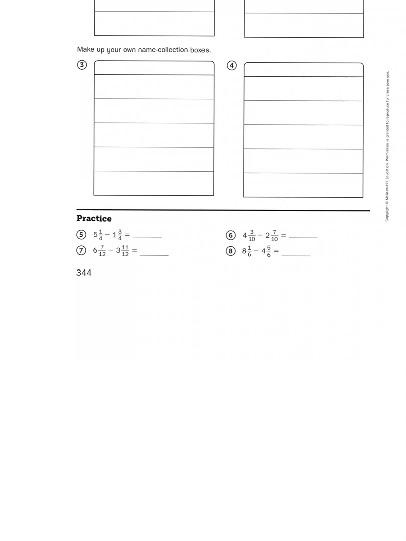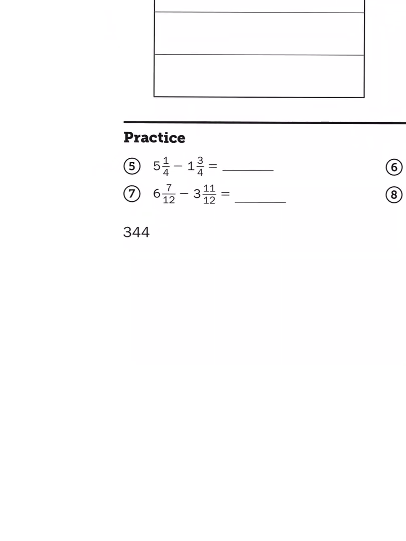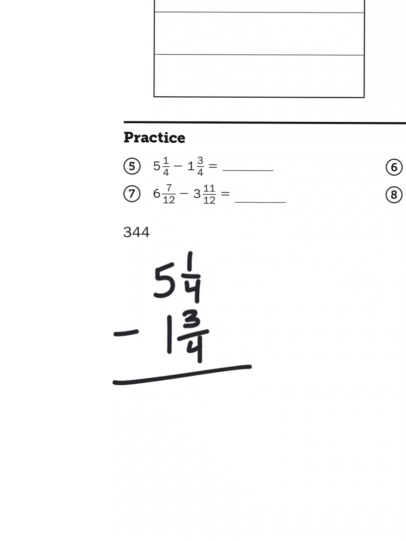5 1/4 minus 1 3/4. Now again, when I have multiple place values, I am going to set up my problem vertically. 5 1/4 minus 1 3/4. And you see, when I line that up vertically, I can see right away that I have a 1 in the numerator on top and a 3 in the numerator on bottom. And it's not enough to subtract. Okay, so I have to do some regrouping.